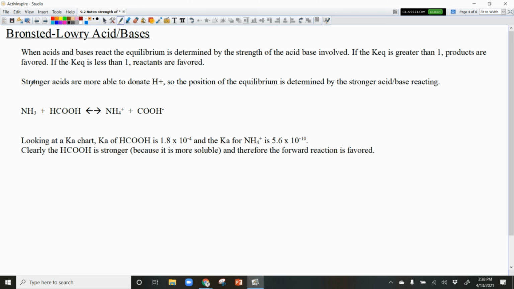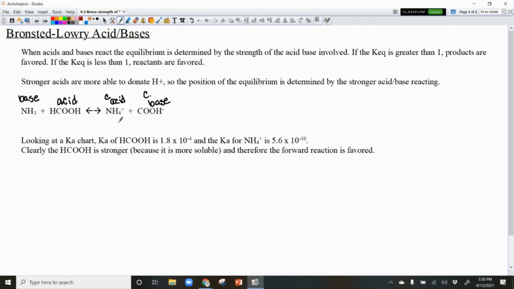So another important fact, stronger acids are more able to donate their hydrogen ions. So the position of the equilibrium is determined by the stronger acid or base reacting. Okay, so here's an example. We have NH3, which is going to be our base. Let's go ahead and label that. Okay, and this is going to be our acid. Okay, this is going to be our conjugate acid. And this is going to be our conjugate base.